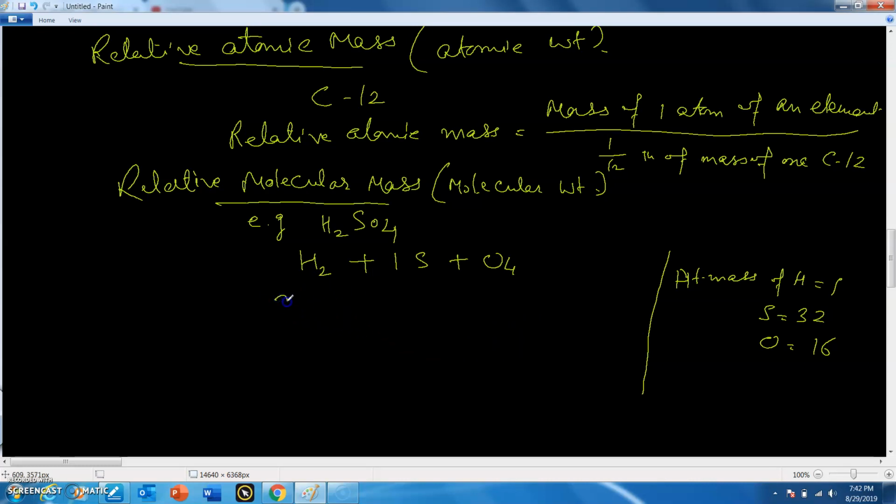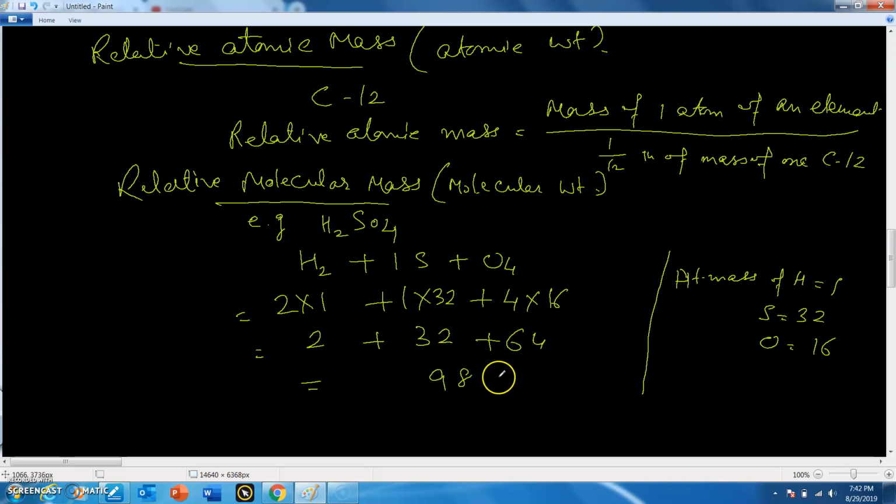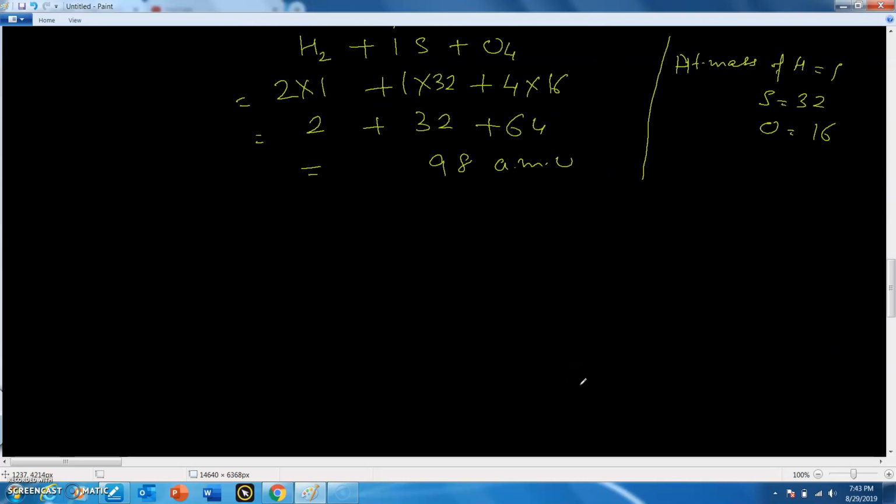Now there are 2 hydrogens, so we write 2 into 1, plus 1 sulfur, 1 into 32, plus oxygen is 4, 4 into 16. It will come to 2 plus 32 plus 64, which is equal to 98 AMU, the atomic mass unit. In this way, we can calculate the molecular mass of different molecules or compounds.